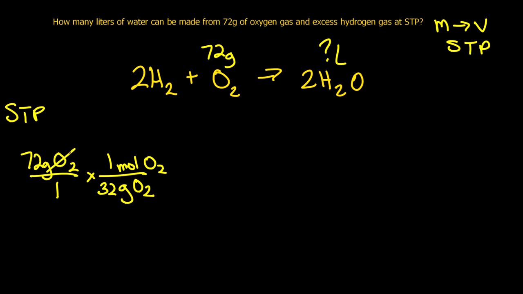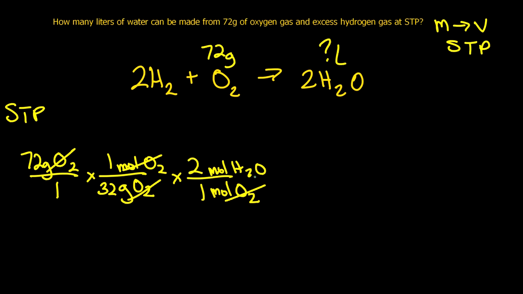So grams O2 cancels. Once I got moles of O2, I need to change it to moles of H2O, and that's our stoichiometry. So since moles of O2 is on top, moles of O2 is on bottom, moles of H2O goes on top. Moles of O2 cancel, leaves me with moles of H2O. Now I need some values here. So I got 1 mole of O2 for every 2 moles of H2O.